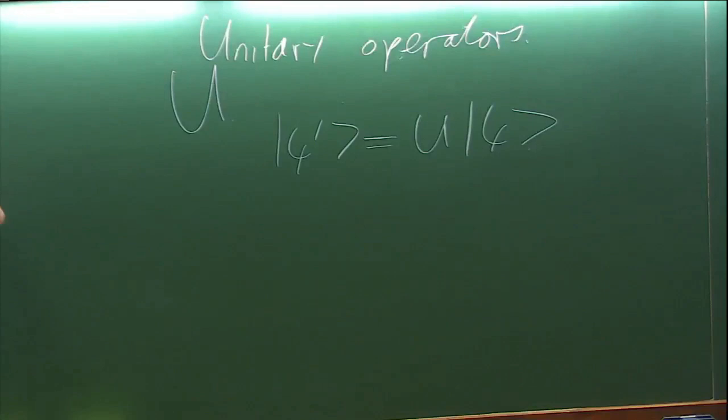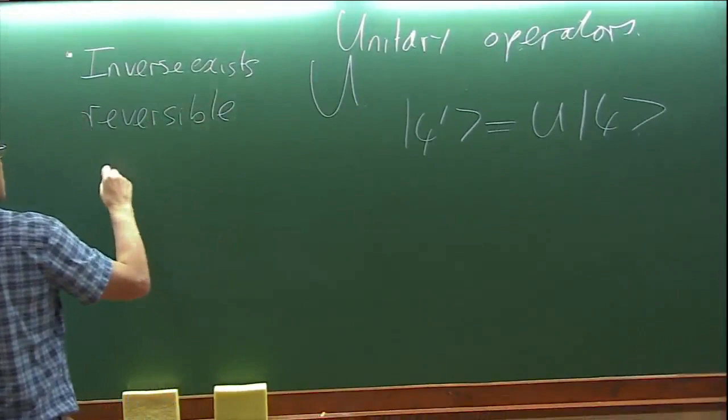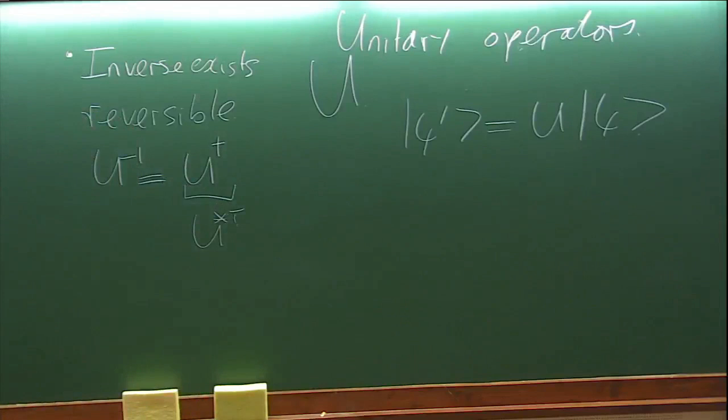Because they are unitary, their inverse transformation exists. This will be crucial in what follows. So the quantum transformations are reversible. A unitary matrix means that the inverse is the Hermitian conjugate, the complex conjugate of the transpose. So if U is unitary, you know the inverse exists because it's just the complex conjugate of the transpose.